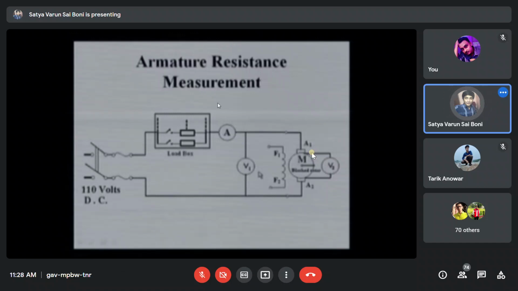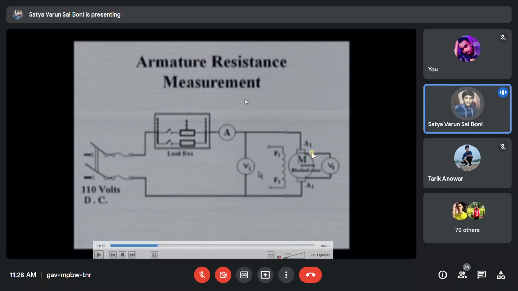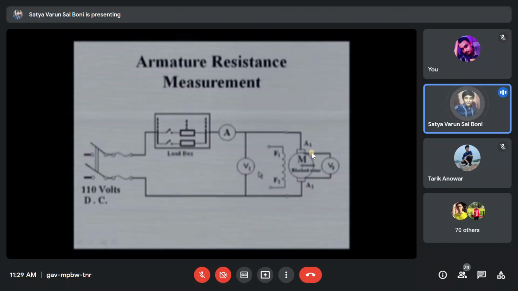So the overall voltage using Ohm's law is V is equal to I into R. So voltage is equal to the current flowing, 16 amps, into resistance 1, which means 16 volts. And we are not including brush drops, we are talking only about the armature voltage drop. So it is around 16 volts.